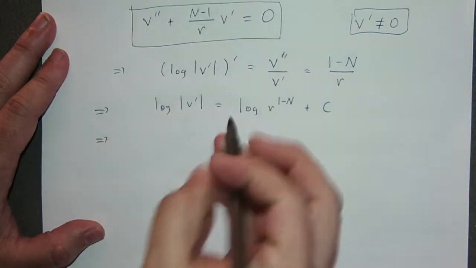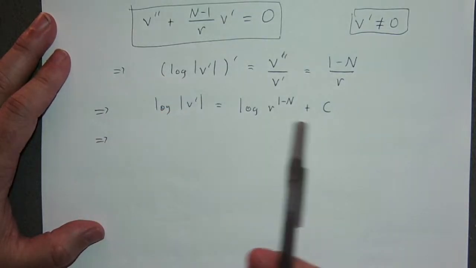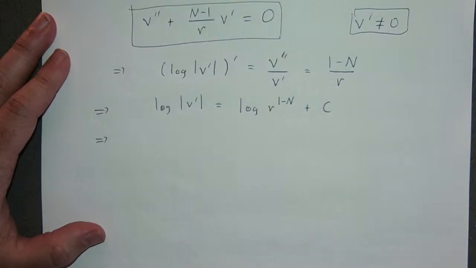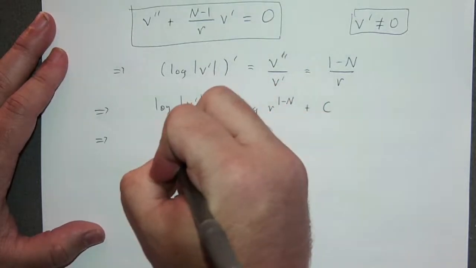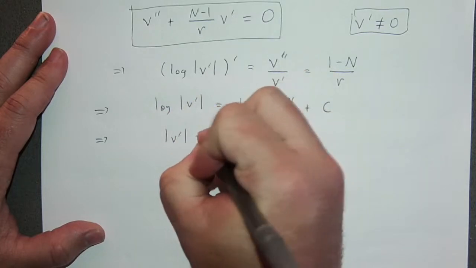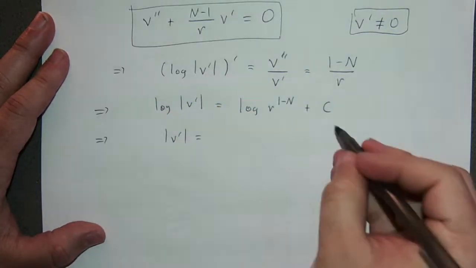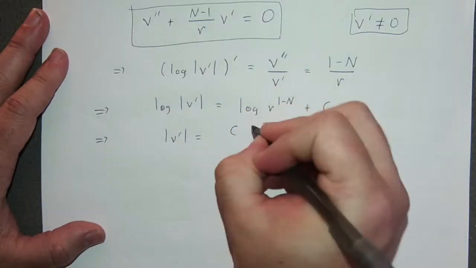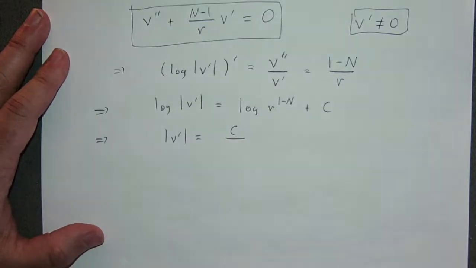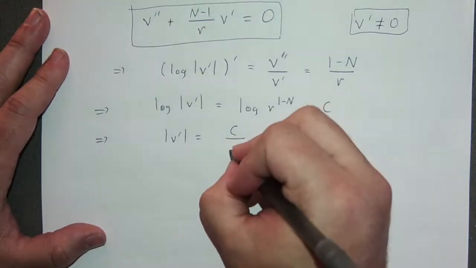Of course, another way of writing this, and I'm not saying that this is the same c, I'm absorbing this constant, is to just say that the absolute value of v prime is, say, c over r to the n minus 1.